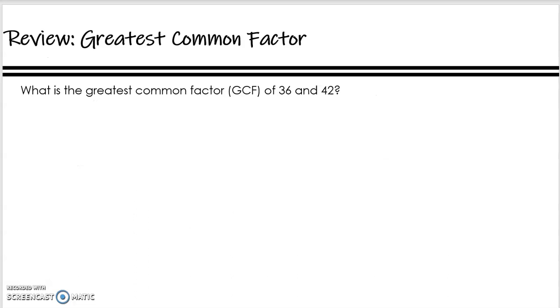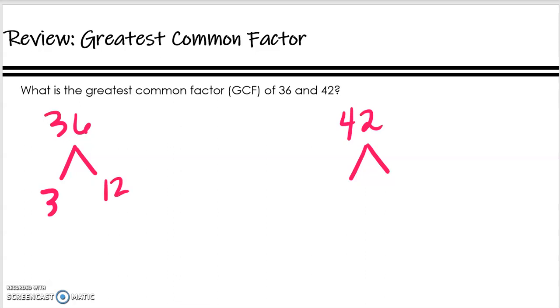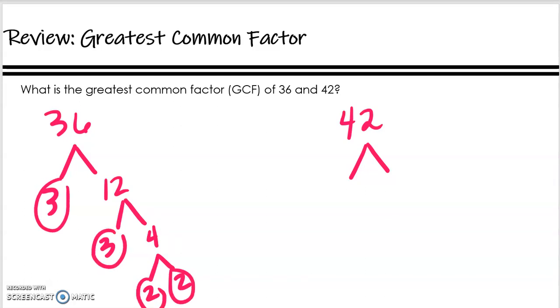Before we get started, let's review greatest common factor. So we have 36 and we have 42. Remember, there's a couple ways you can find this. You can list the factors. You can also do the prime factorization of each. So that's how I'm going to do mine. When I think of 36, the first thing that came to mind was 3 times 12. 3 is a prime number, so I can stop there. 12, 3 and 4, and then 4, 2 and 2. So everything came to a stop with a prime number.